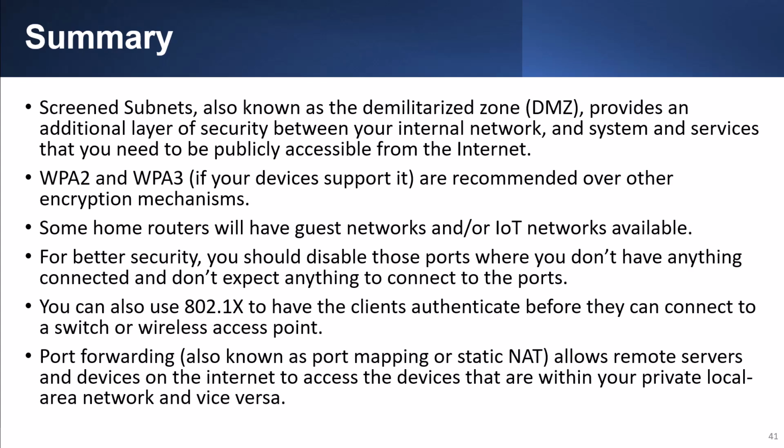Some home routers will have a guest network and/or IoT network available. For better security, you should disable those ports where you don't have anything connected and don't expect anything to connect to the ports. You can also use 802.1x to have the clients authenticate before you connect to a switch or wireless access point. Port forwarding, also known as port mapping or static NAT, allows remote servers and devices on the internet to access the devices that are within your private local area network and vice versa.